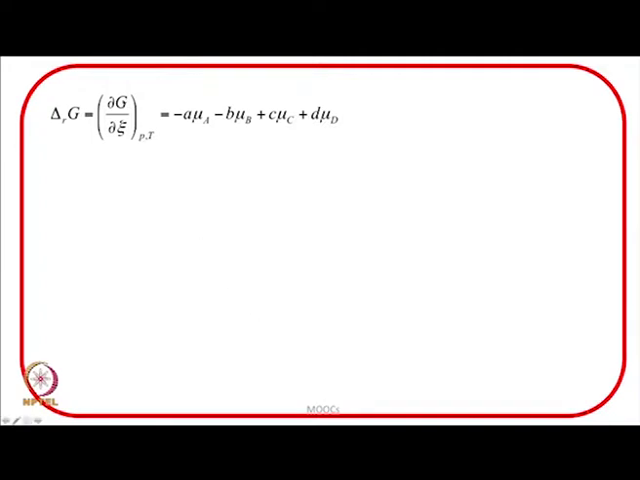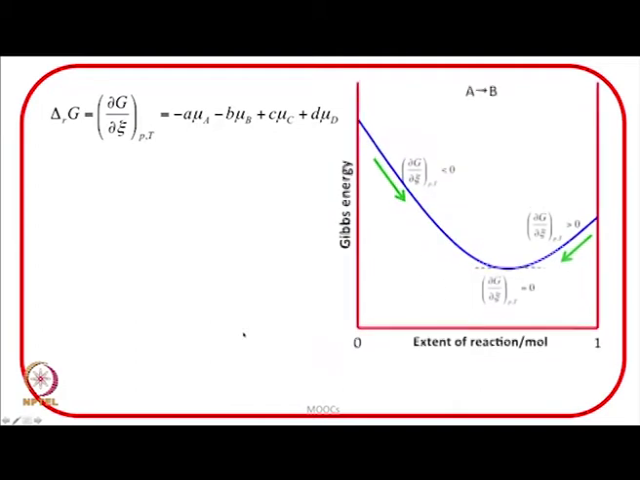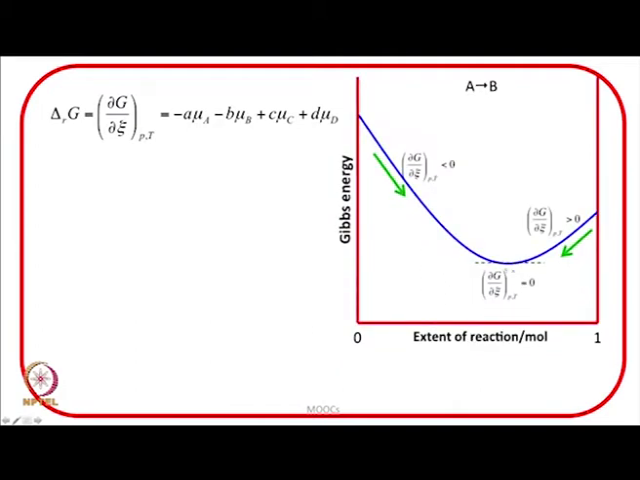Now, when G is plotted against xi, obviously we expect a minima, and the position of the minima represents the position of equilibrium. This minima, depending upon the value of the equilibrium constant, which we will discuss very soon, will be either close to the products or close to the reactants. But in any case, let us assume the present case.